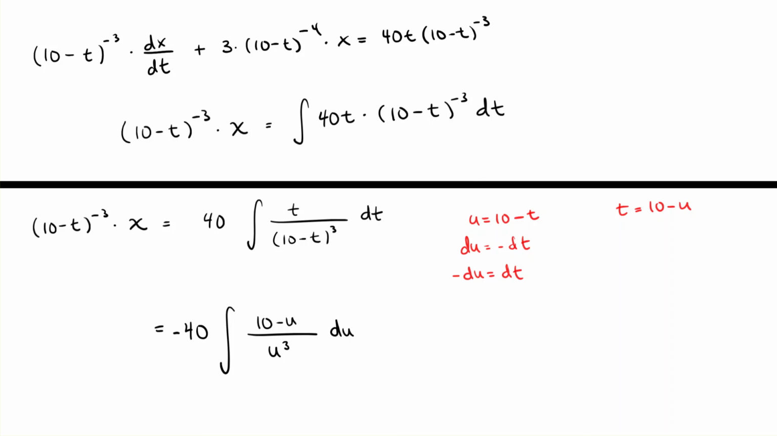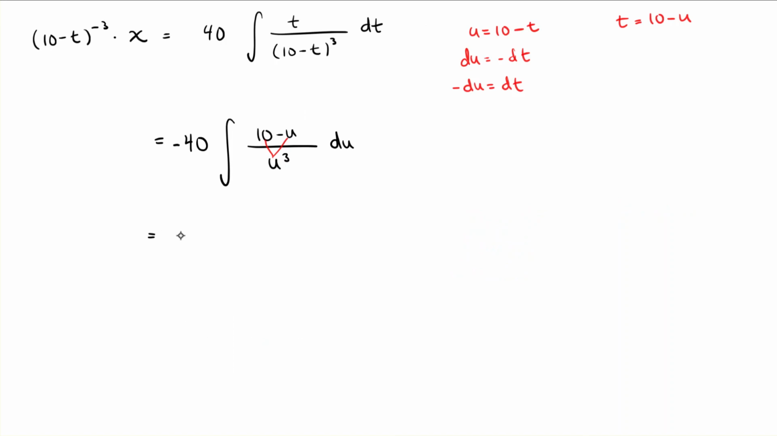And now we see that I can divide each term and then take the difference, and that will split me into two separate integrals. So we have negative 40 times the integral of 10 over u cubed du minus the integral of u divided by u cubed, which is 1 over u squared, du. Both of these are nice integrals that we can solve.